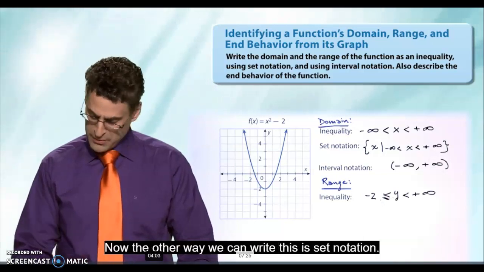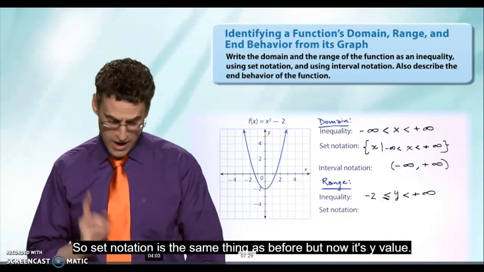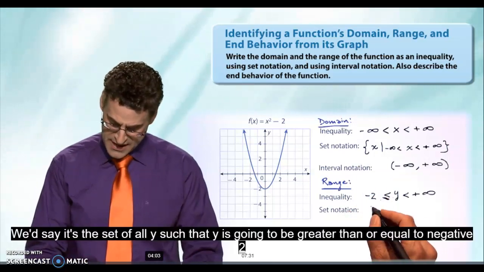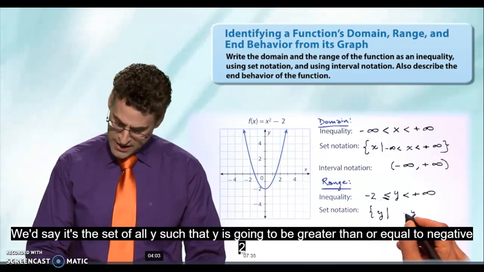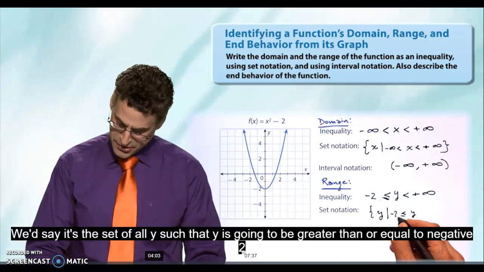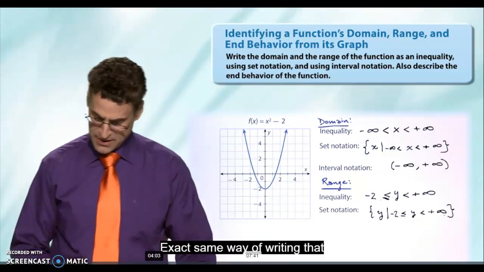Now, the other way we can write this is set notation. So set notation is the same thing as before, but now it's y values. So how would we write this? We'd say it's the set of all y such that y is going to be greater than or equal to -2, but always strictly less than positive infinity. Exact same way of writing that.